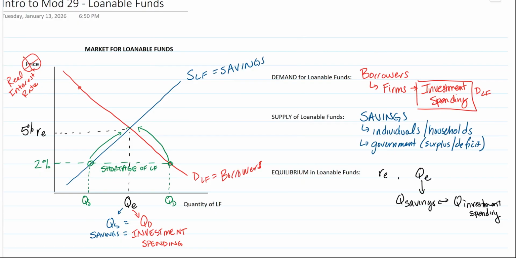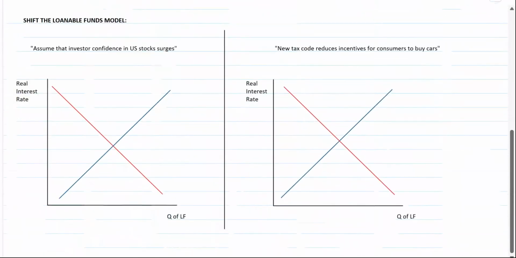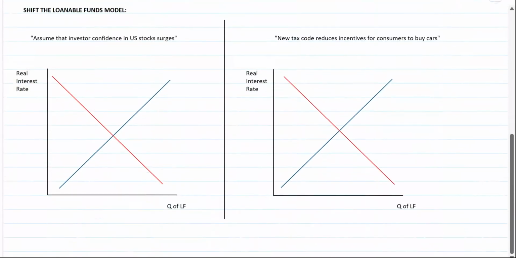Second thing we need to do here, of course, is just practice some shifting of these models. And we're going to do 2 examples, and then you can go off and do more examples and more practice on your own later.